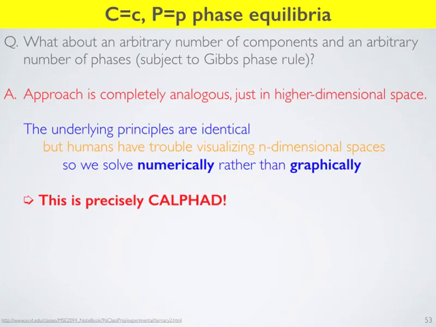And as you get more and more phases, you're going to get more and more of these Gibbs free energy surfaces, and we need to worry about constructing common tangents between them. So the principles are identical. Humans have difficulty visualizing n-dimensional spaces, and so we're going to solve the thing numerically rather than graphically. You can understand that underneath it all, in principle, an n-dimensional graphical solution exists, but of course we're going to do things numerically rather than graphically, and we're going to get CALPHAD software to do it for us.